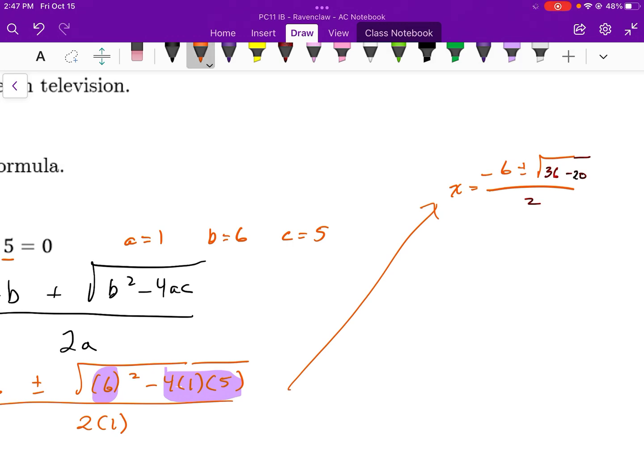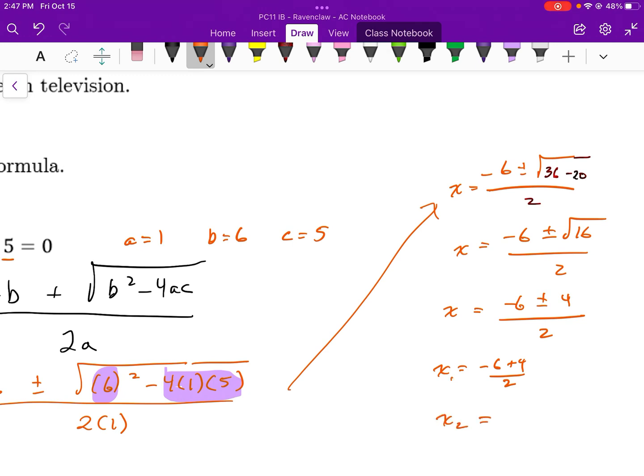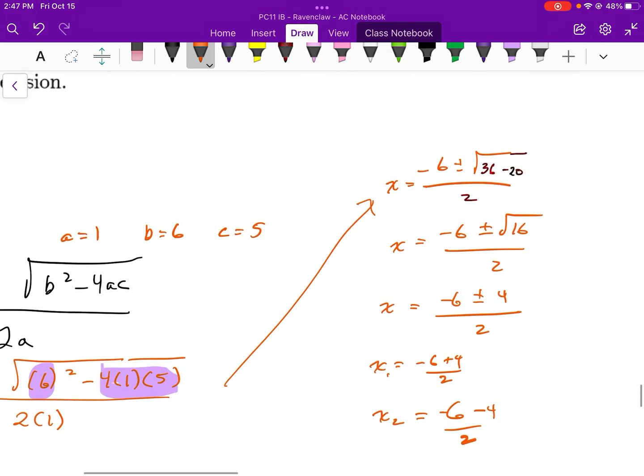So continuing on here, I get x is equal to negative 6 plus or minus the square root of 16. Now this yields the happy result because the square root of 16 is simply 4. So I get x is equal to negative 6 plus 4 divided by 2. That's maybe one of them. And then my second solution is negative 6 minus 4 divided by 2.